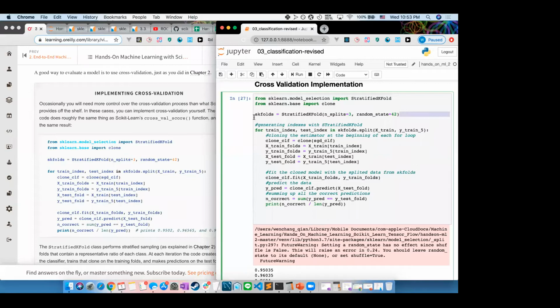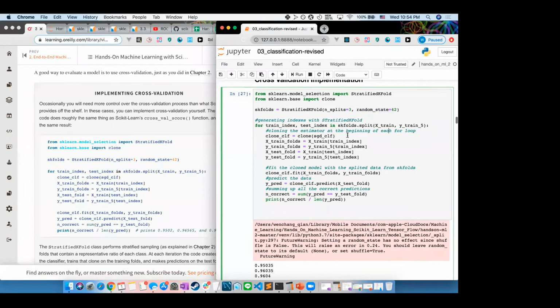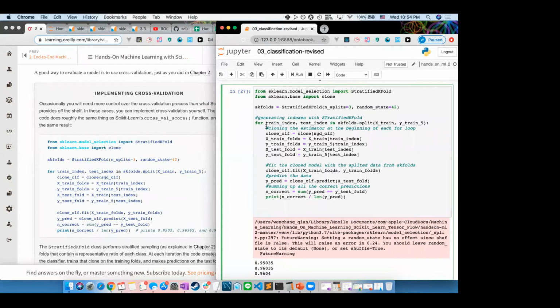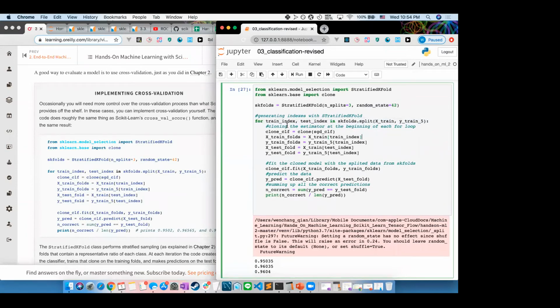So first of all, he imported stratified k-fold. Basically we're using stratified sampling, and we can specify how many folds, or how many splits we want. So n_splits equals 3. That means we want 3 splits with stratified sampling, and we want reproducible results, so again we're setting the random state here. Now, for every single split in this for loop, we're going to generate some indexes.